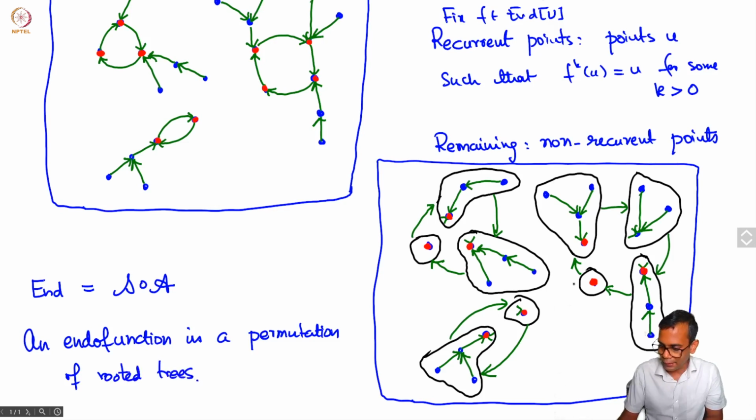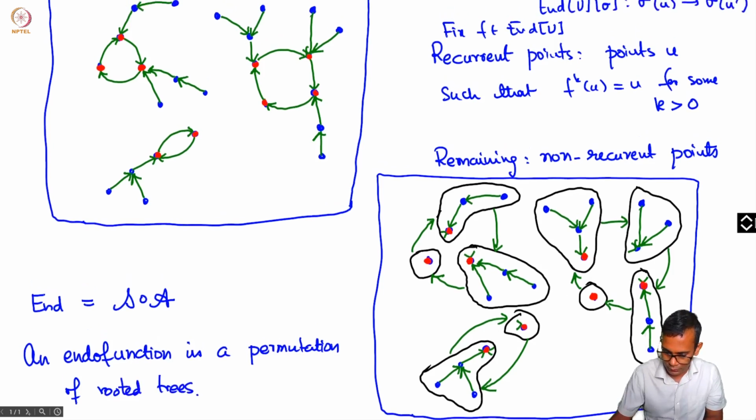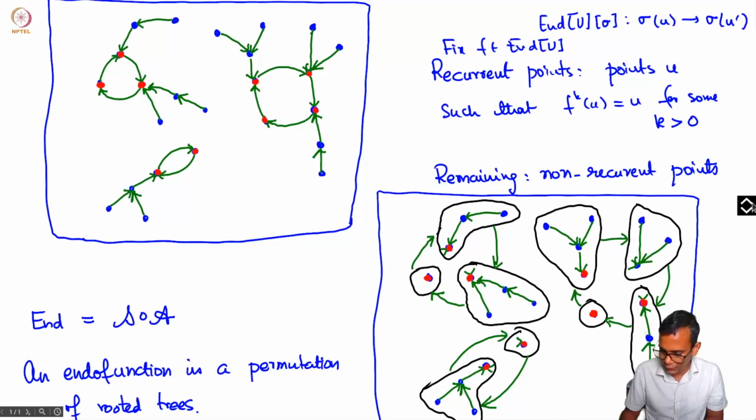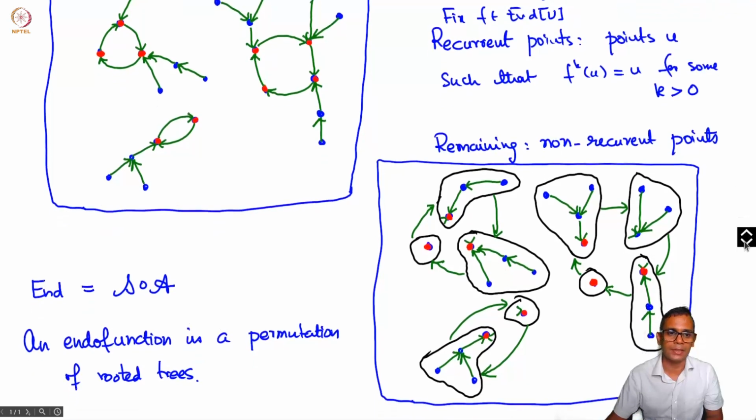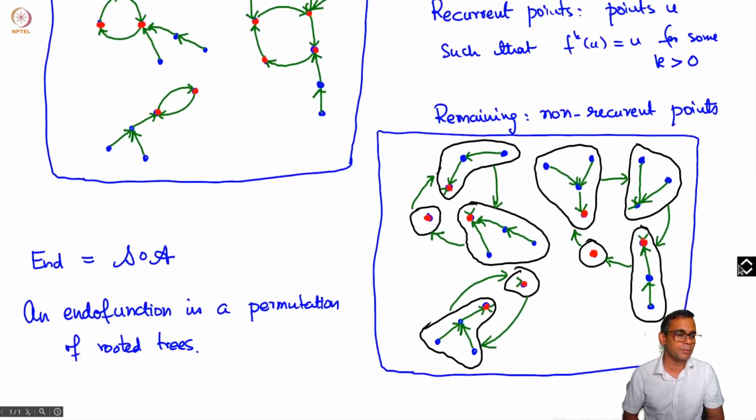It's clear how to go back from this picture here to this picture up here. You just have to take these green arrows and move them down to the roots, and you can recover the endofunction. So an endofunction is nothing but a permutation of rooted trees. The notion of substitution of species is going to make this intuitive idea more precise.